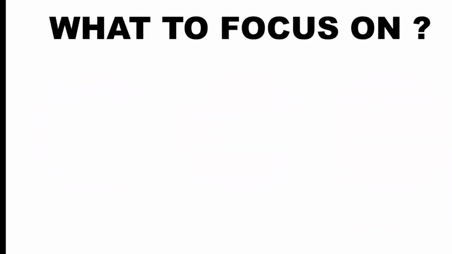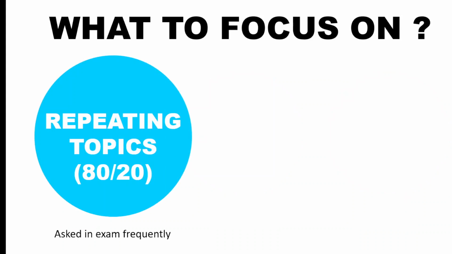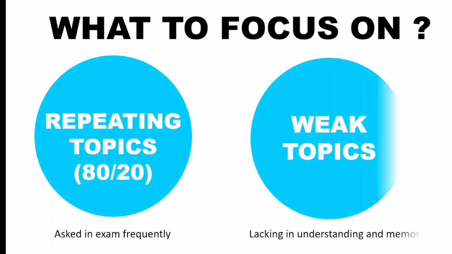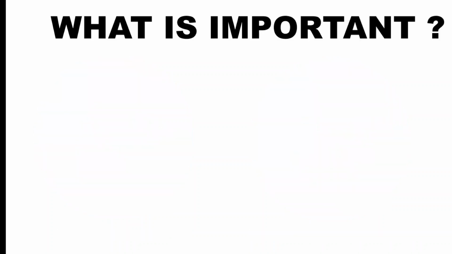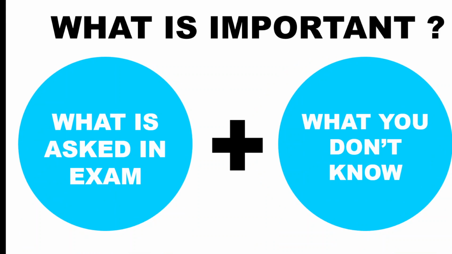And let's see what to focus on. Well, in the examination, you have to focus on two kinds of topics. The repeating topics, the topics that are asked in the exam frequently, and weak topics, topics you don't know from your subject. And what is important in the exam? Well, it's a combination of the two. Whatever is asked in the exam and you don't know, that is your important topic. That's your weakness. That's what will make you fail the competitive exam. So you have to remove those weaknesses.